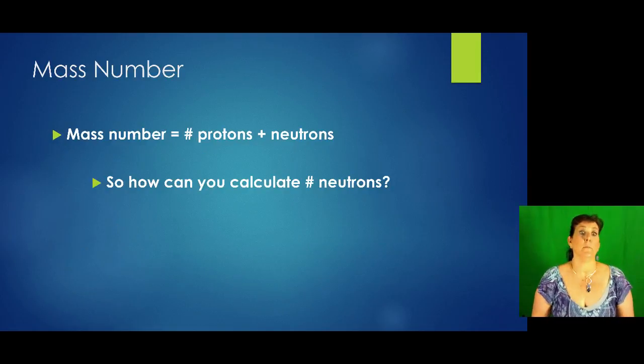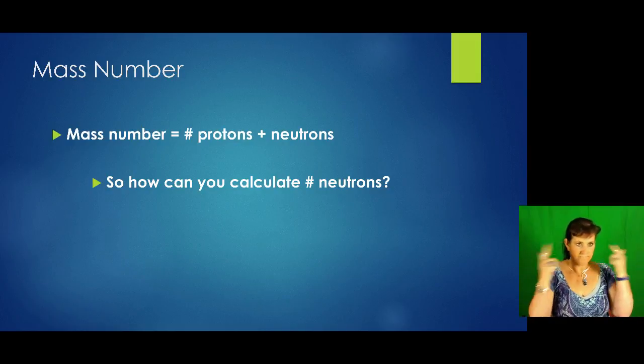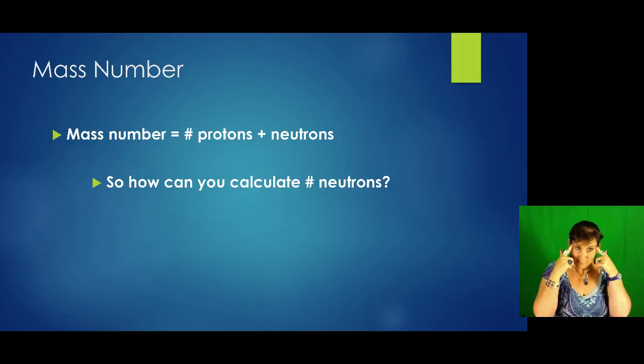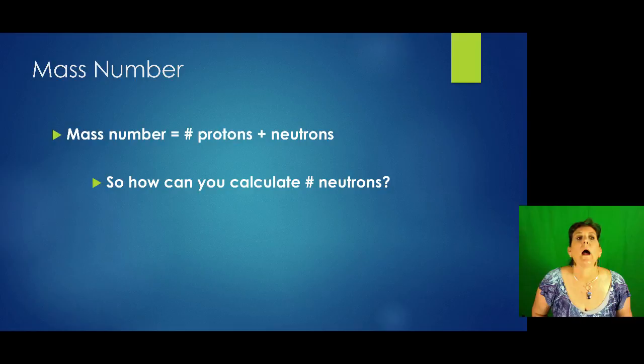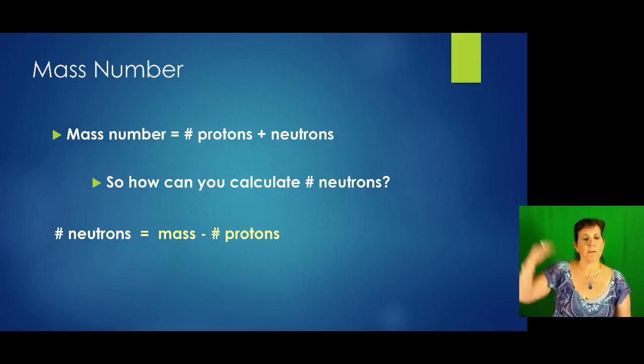So, if the mass number is the protons and the neutrons together, and the atomic number is the protons, how can you calculate the number of neutrons? If you said subtract, you're right. All you have to do is take your mass number minus the proton number. That'll give you the neutrons. So you subtract. The top number minus the bottom number gives you the neutrons.